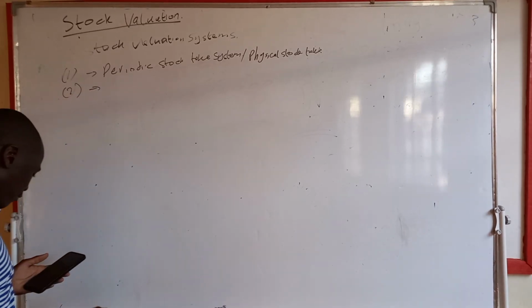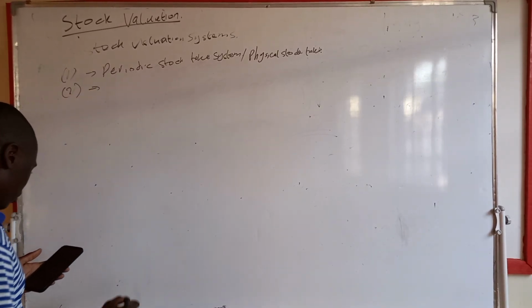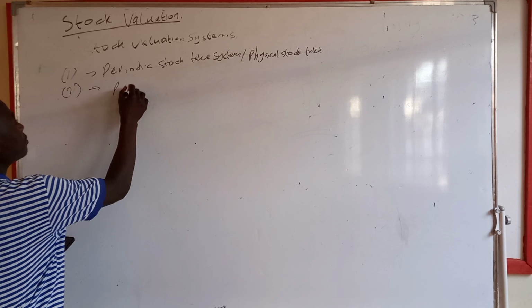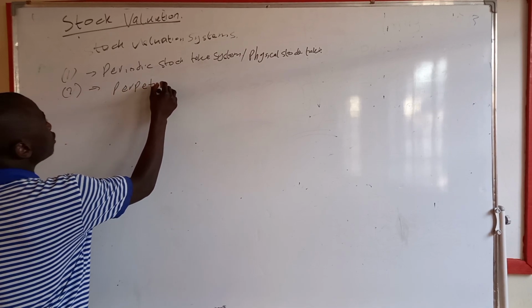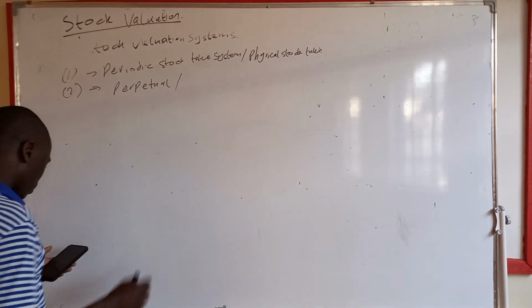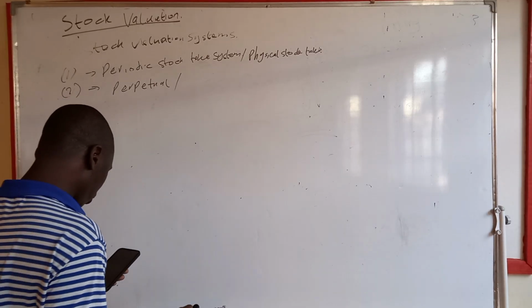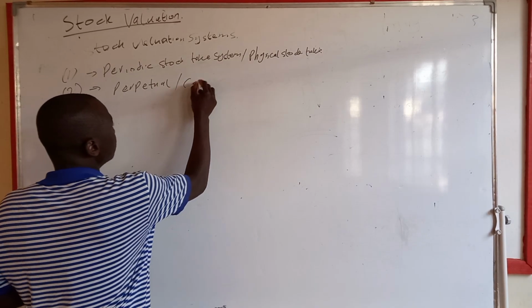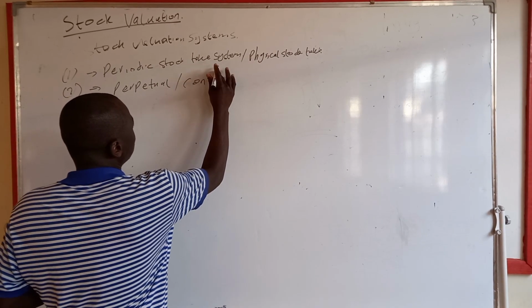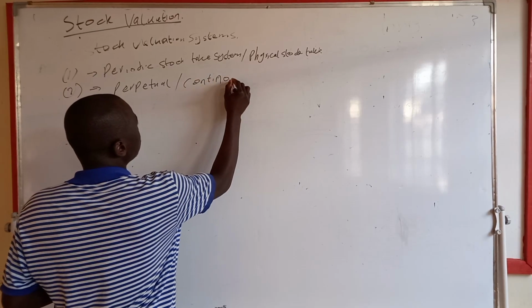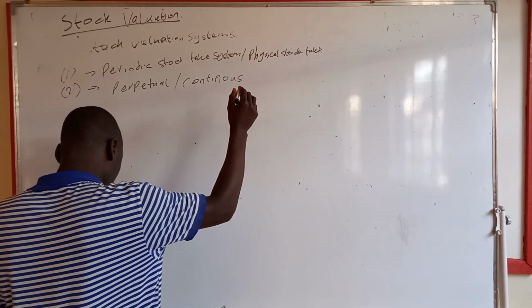Then there is number two. Number two, we have the perpetual, or continuous, stock system.